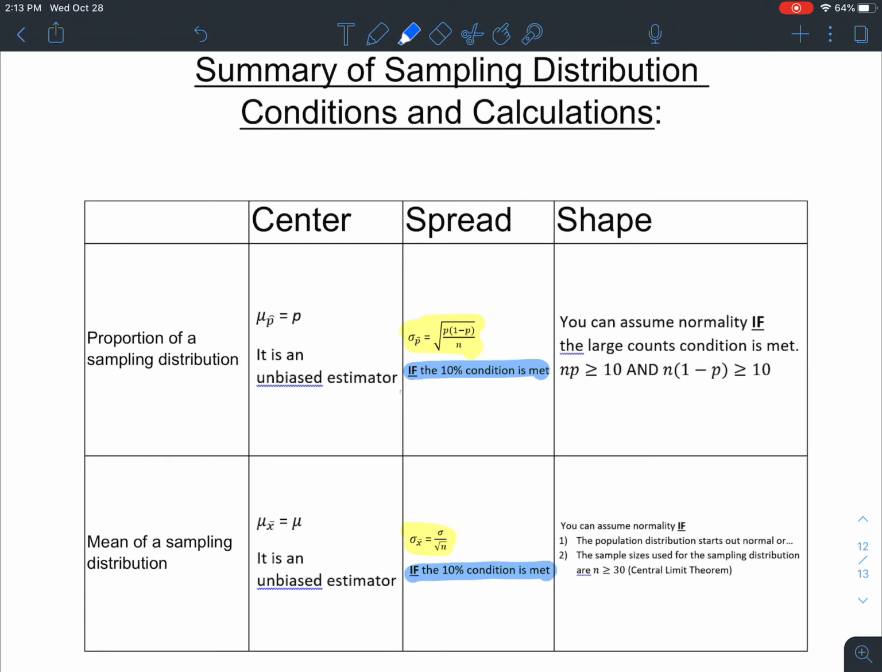And then please make sure that you're very careful. This is a notable distinction for the shape, whether you're talking about proportions or means. The central limit theorem is exclusive to only means. So for means, you have one of two ways that you could describe that the shape is normal: either if the population distribution was described as normal or if your sample size is greater than or equal to 30. If you're talking about proportions, you're back to that large counts condition, where the number of successes and the number of failures both have to be greater than or equal to 10.